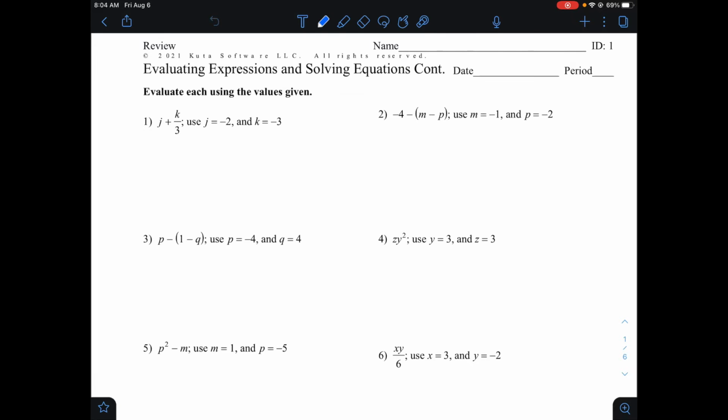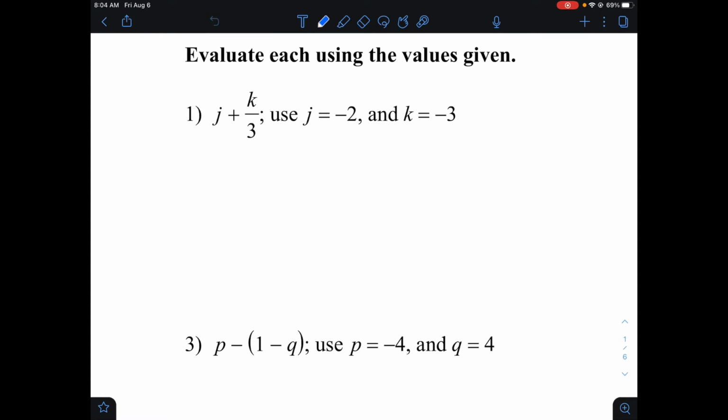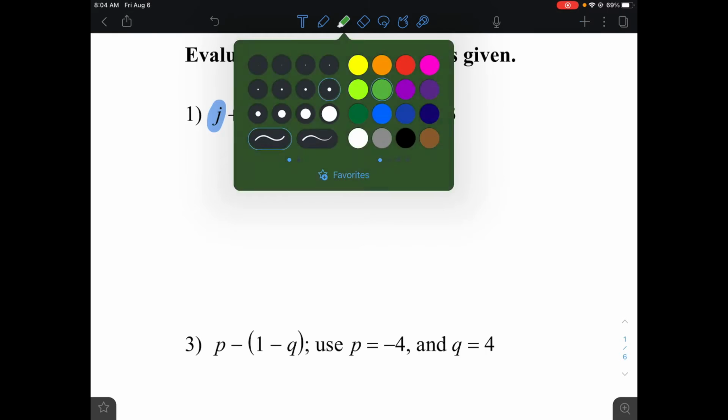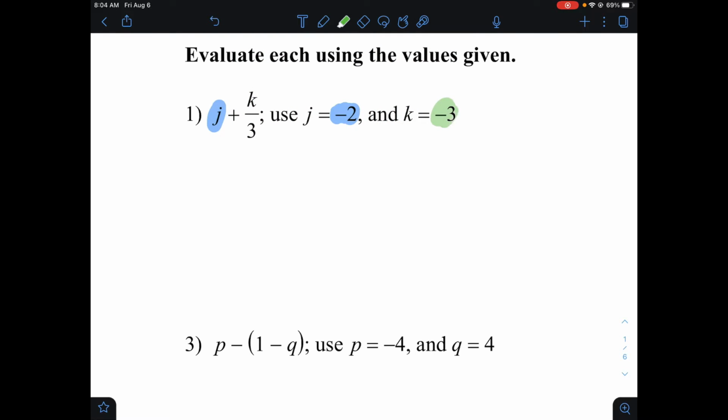So let's go ahead and get started on number 1 here. It says j plus k over 3, and we're going to use that j is -2 and k is -3. So what this means is that wherever we see a j in the equation, we are going to put a -2, and wherever we see a k, we are going to put a -3. So we've got -2 plus -3 over 3. All right, and then we have to evaluate this.